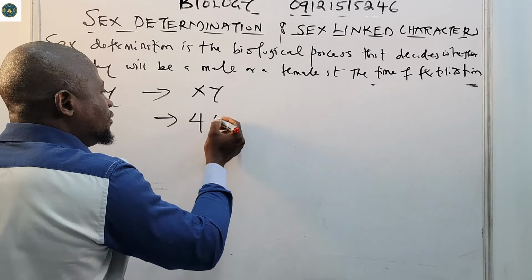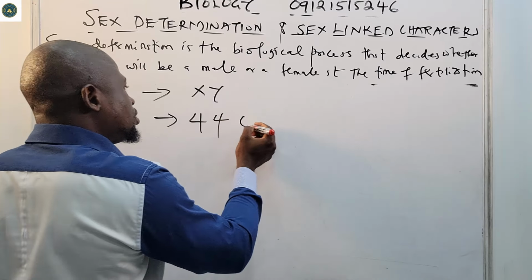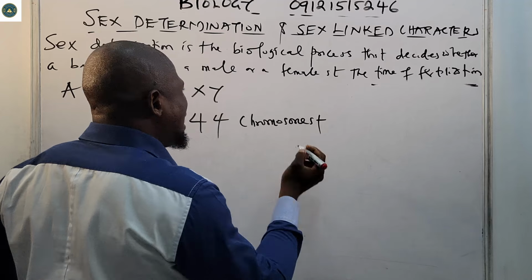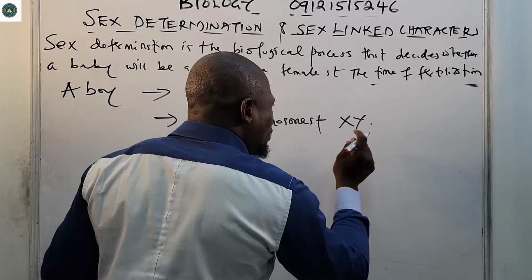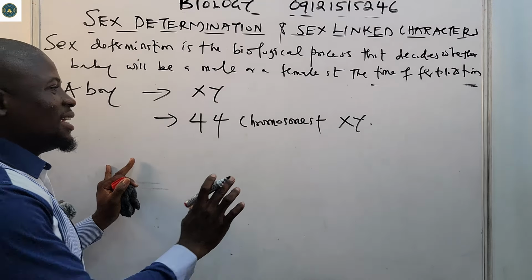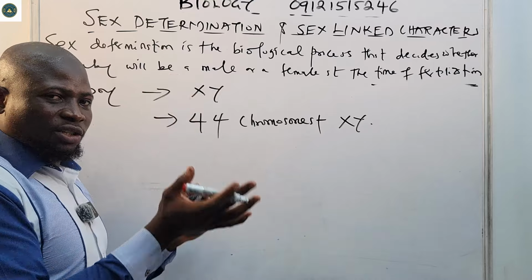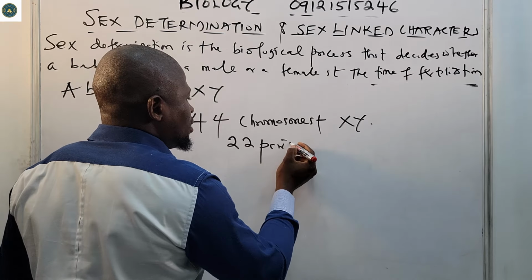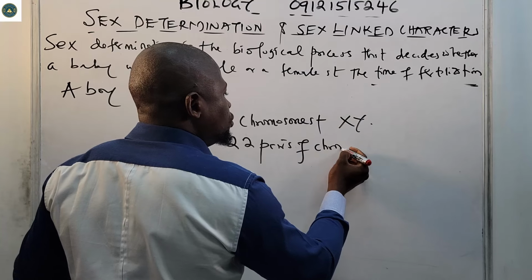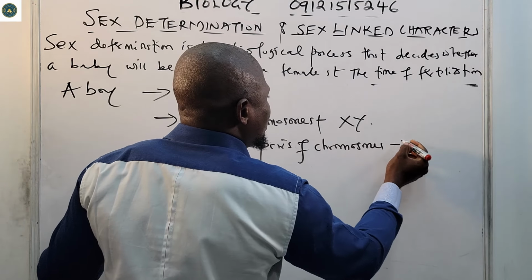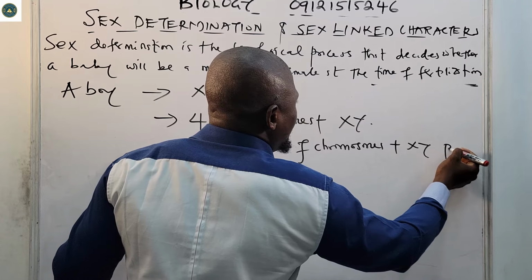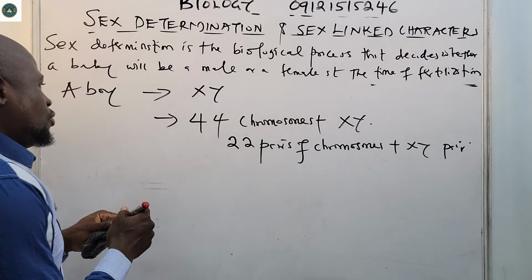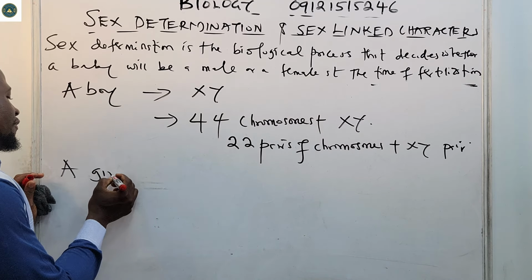44 chromosomes, then plus the last pair, which is XY, making it 46 chromosomes in total. Or you can say 22 pairs of chromosomes, plus the XY pair, making it the 23rd pair. Now what about a girl or a female?